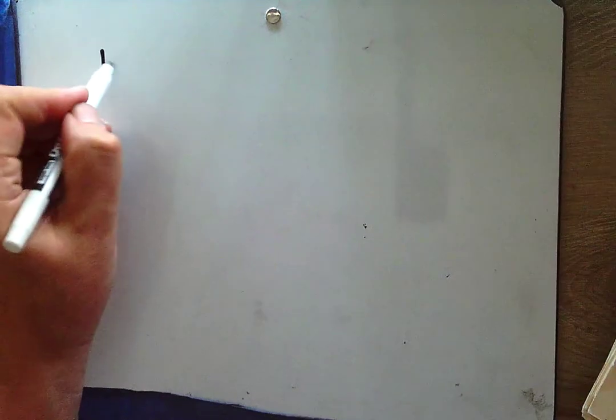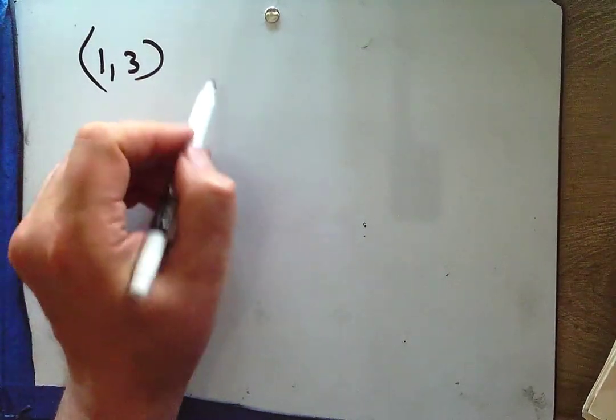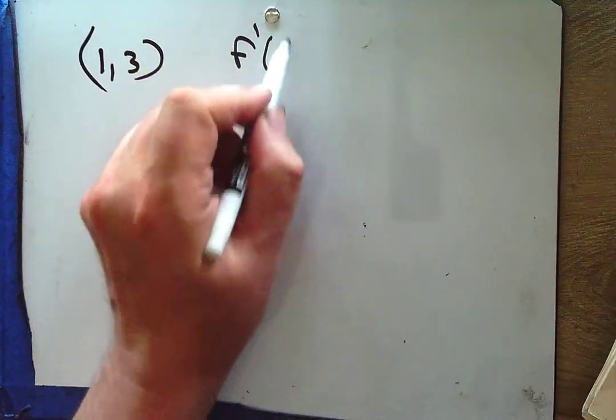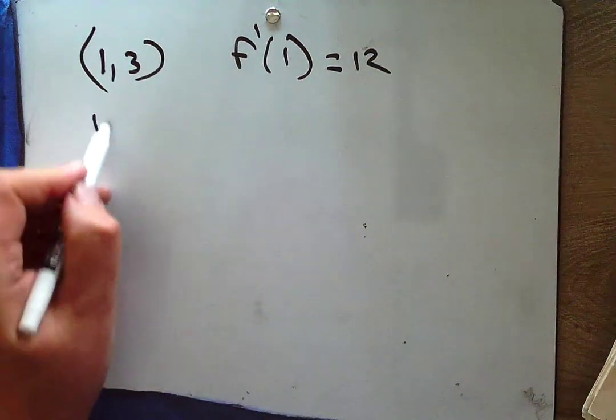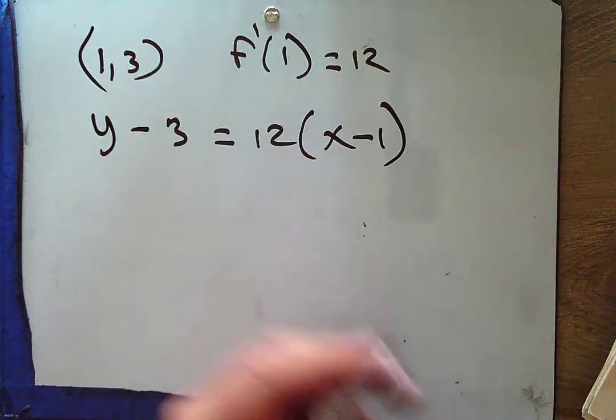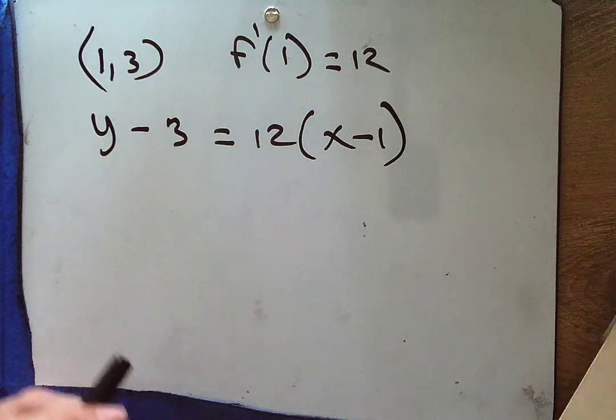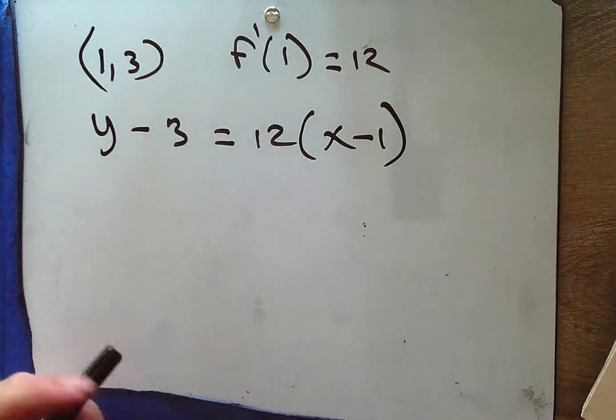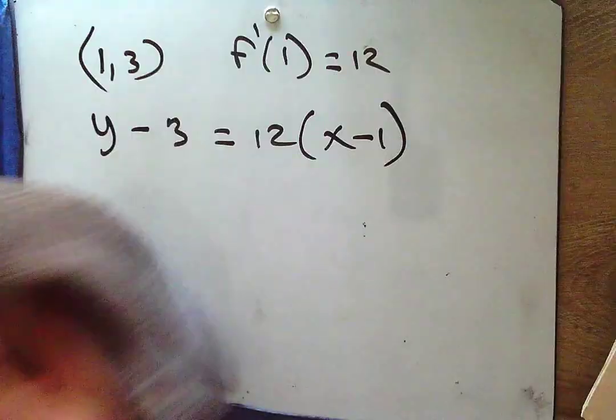All right. And part C said, write the equation of the line tangent to f when x equals 1. Oh, look at that. I did need that point. We know that f prime of 1 was 12. So then y minus 3 equals 12 times (x minus 1), and move along. That was station 4.